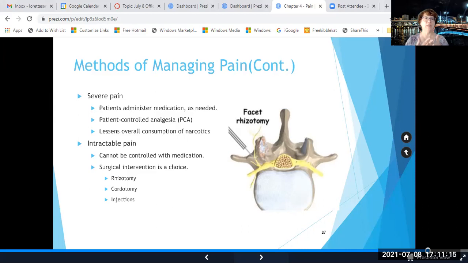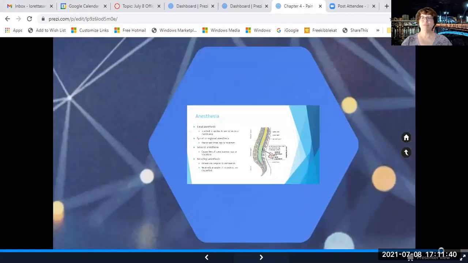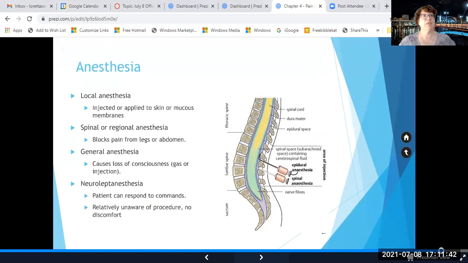So a rhizotomy or cordotomy or injections. A rhizotomy is where they take out a nerve root. A rhizome is a nerve root. A cordotomy is where they sever part of the spinal tracts in the spinal cord, or injections directly into the intrathecal space or into the nerve itself. Those are obviously not ones that we do in physical therapy.